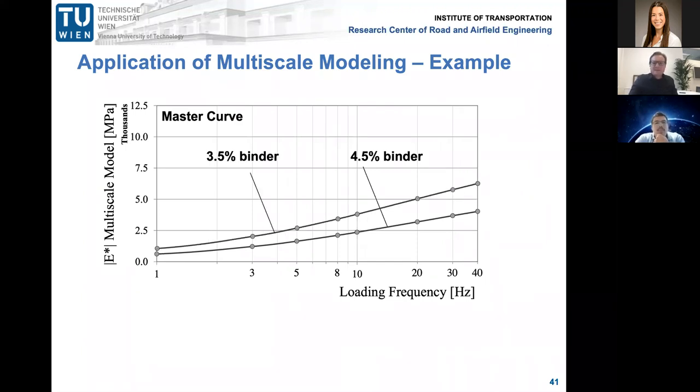And this is, for example, already how we can apply our model, mixed design, for example, here to predict in dependence on the load frequency, the master curve of the same asphaltic material on the one hand with 3.5% of binder, and with the same binder, 4.5% binder. This is a very simple example, but you can now combine this with different binders, with new binder types, or with different grading curves, and you see the behavior of the material. And actually, this is what we wanted to address with this multiscale model.